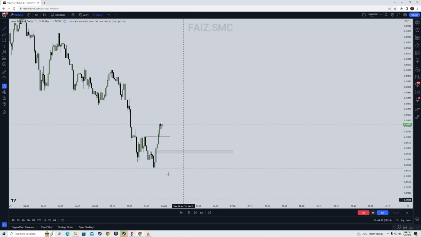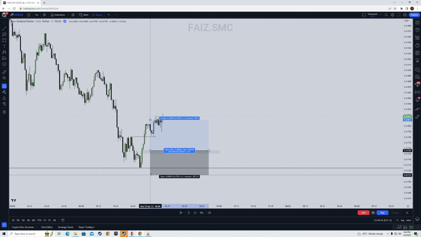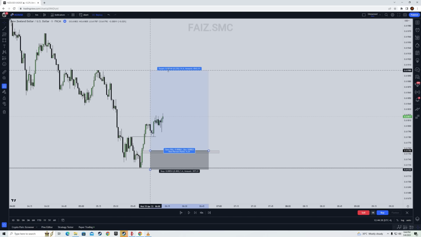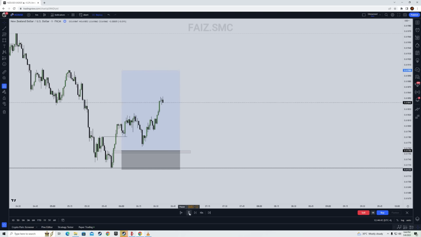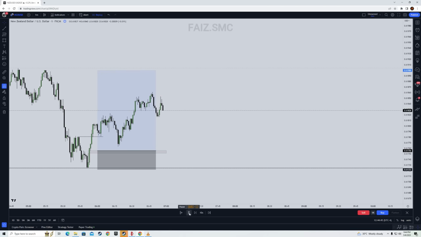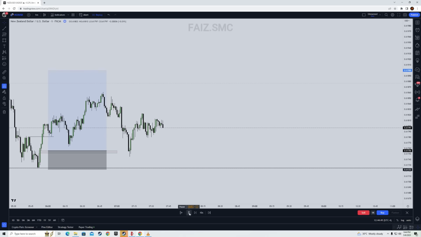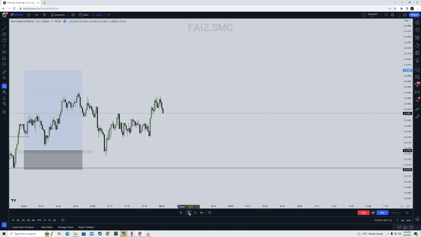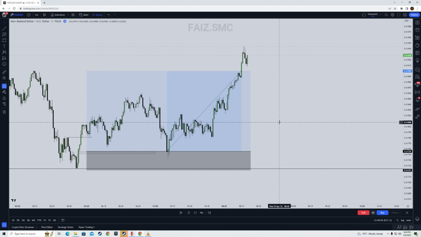So if I play this through and I put my entry right there, stop goes right there. Let's target this level right there, and let's see how this plays out. Price gives you another inducement, and we have our entry, and let's see how price moves from here. And as you can see, price hit our take profit level.